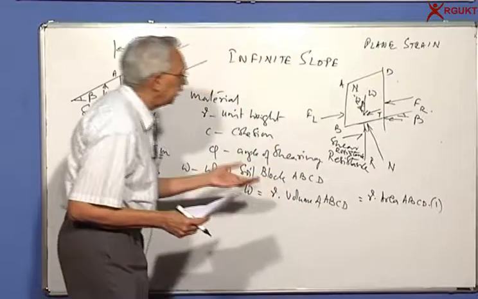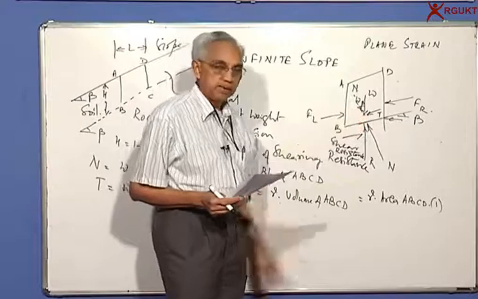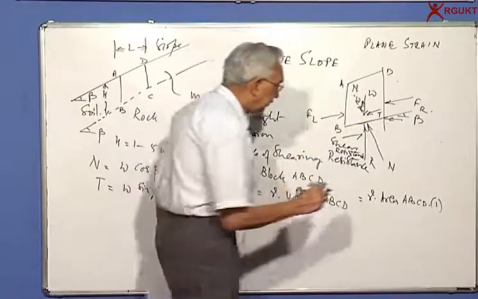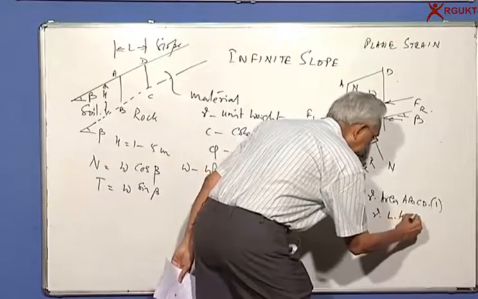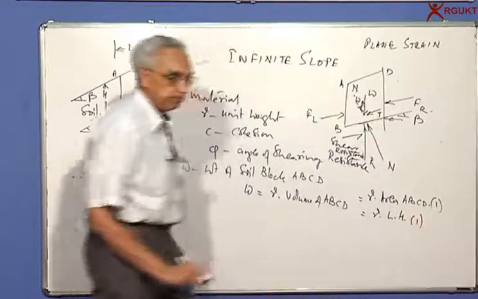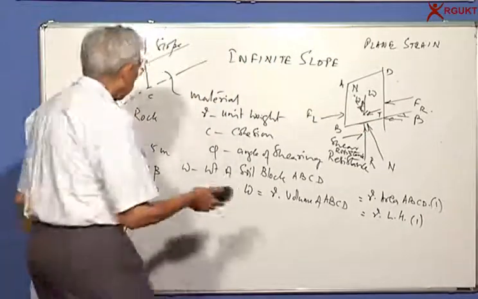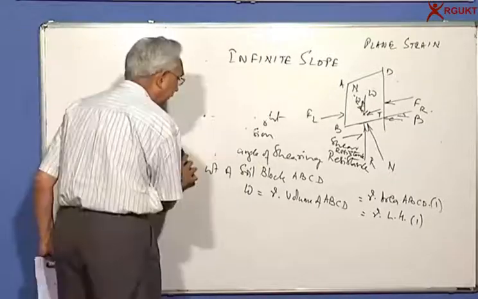What is ABCD? For a simple quadrilateral or parallelogram, you can say it's equal to L times H. So this will be equal to gamma L into H. Of course, 1 is understood as far as W is concerned. So now you can say that the forces are known. We need to calculate the stresses now.